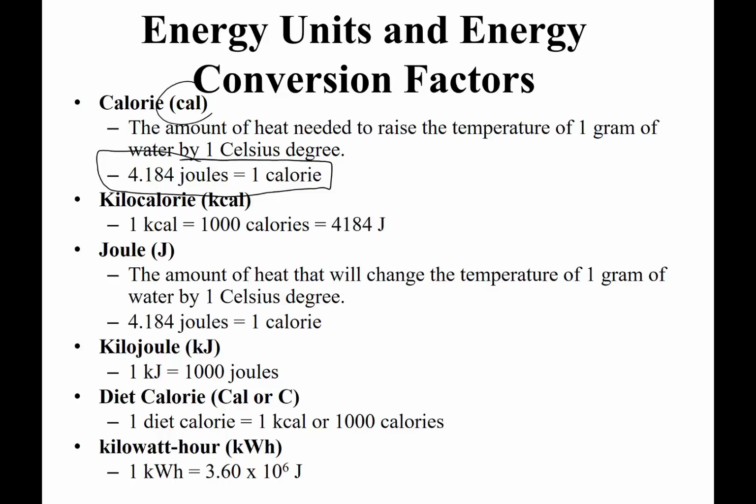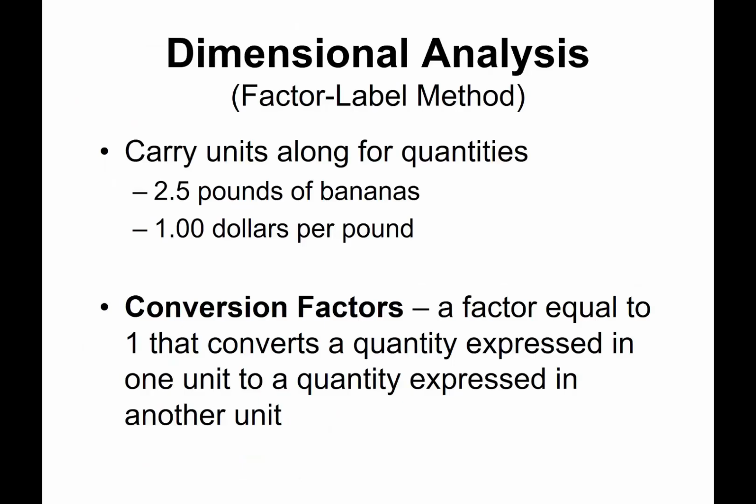So when you read the food label on a box of chocolates, then 1 calorie there is actually 1,000 calories, or 1 kilocalorie, right? Which is equal to 4,184 joules. Okay, so let's take a pause, and then when I come back, we will do dimensional analysis, right?